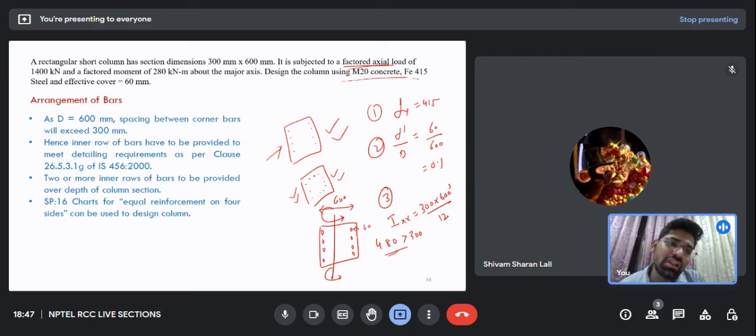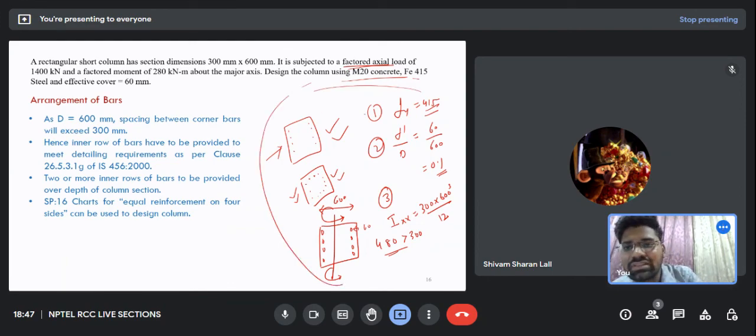So look for a chart in SP16 which has d dash by D as 0.1, and the third case is for arrangements which has both outer rows and inner rows. Whatever I just discussed in this part is only mentioned here. Let's move on further. So I know I have selected the chart.